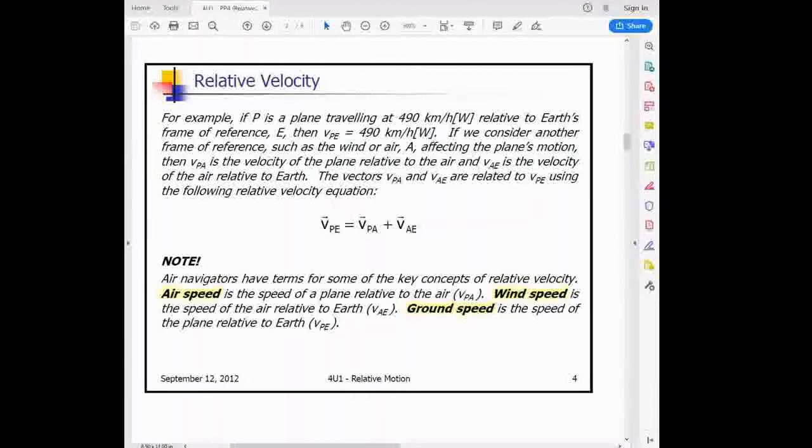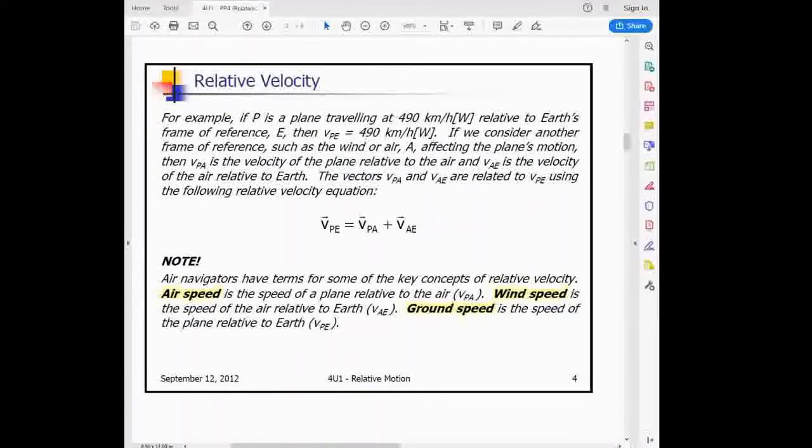So here's another example. This one involves a plane moving relative to the Earth, and the plane moving relative to the air, and the air moving relative to the Earth. So here we have an airplane. It's traveling at 490 kilometers per hour west relative to the Earth's frame of reference. So V_PE, which is the velocity of the plane relative to the Earth, is 490 kilometers per hour west.